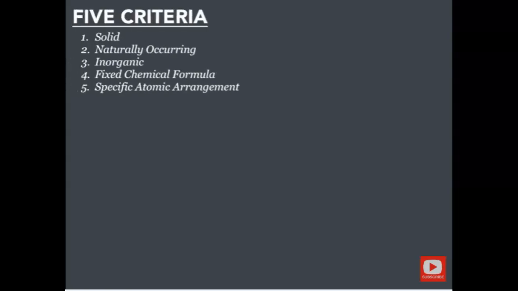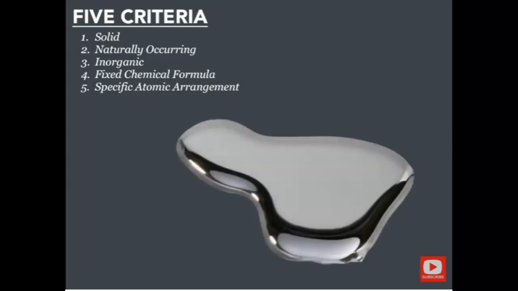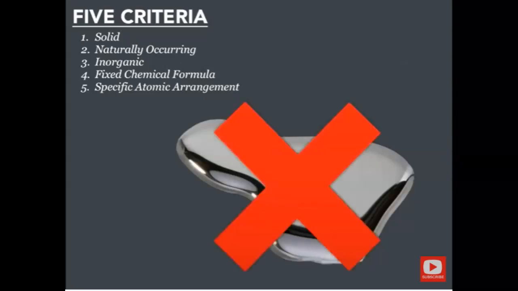So let's test ourselves a little bit. Here are those 5 criteria. Must be solid, naturally occurring, inorganic, have a fixed chemical formula, and a specific atomic arrangement. So what about this pool of liquid mercury? Can this be considered a mineral? Well, if you look at criteria number 1, it says it must be a solid, and this clearly is a liquid, so sorry, mercury, you're not a mineral.